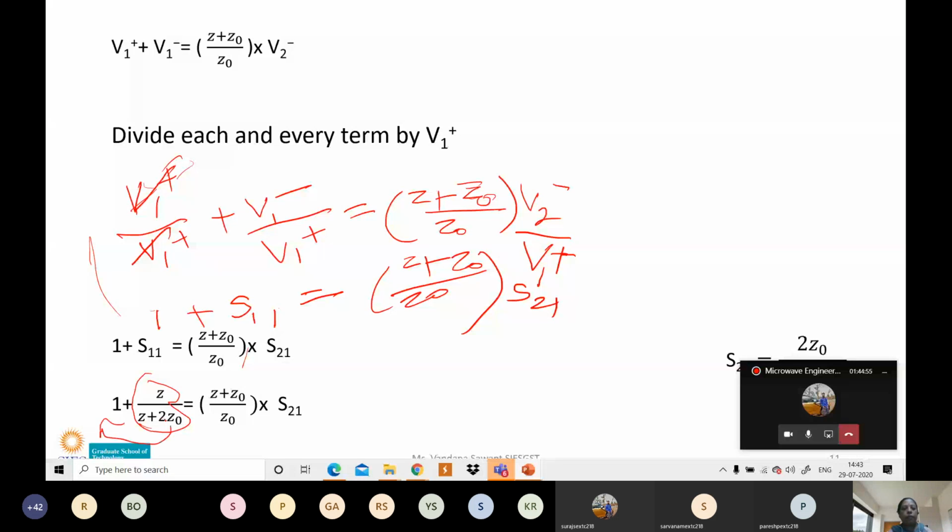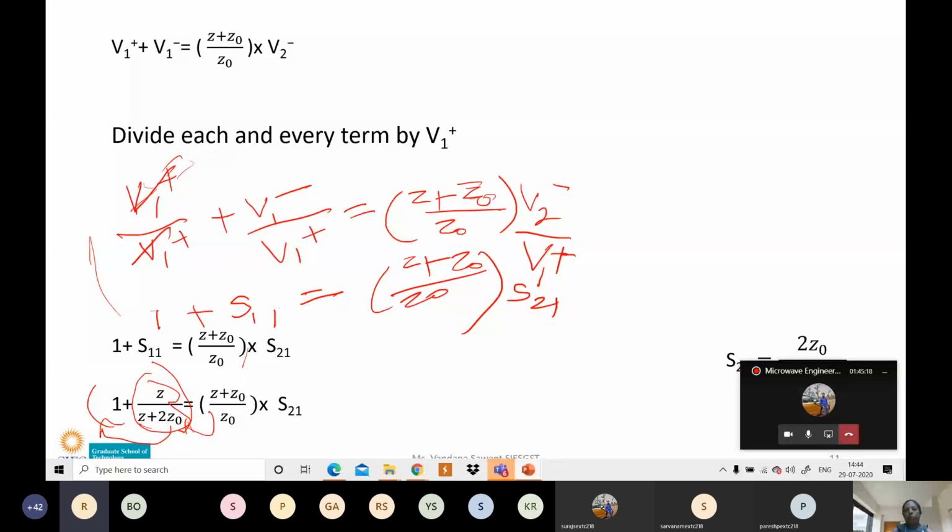Then you have to divide this by this. Bring this to this side. First do the multiplication and equalize the denominator, and then bring this to this side. All of you do it fast and tell me what S21 is in this case. Solve this equation for S21.